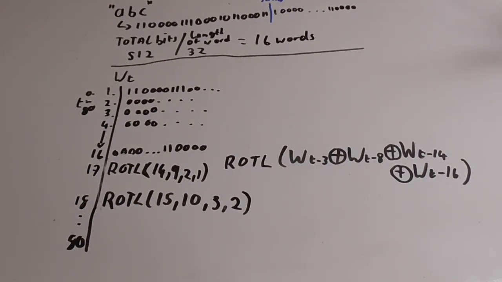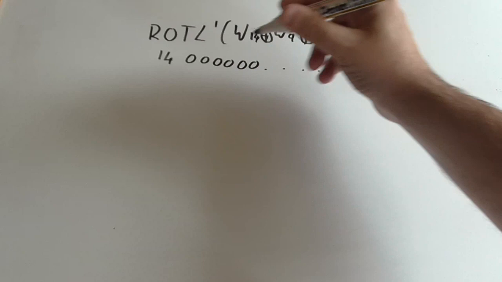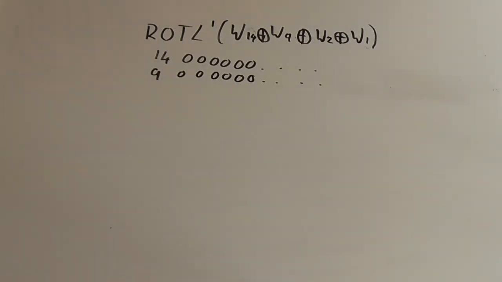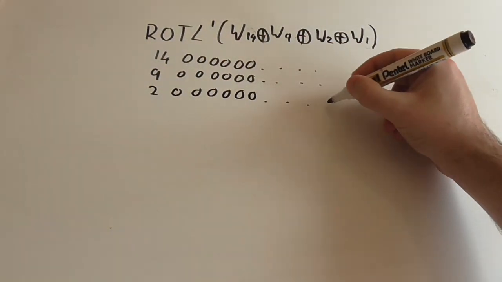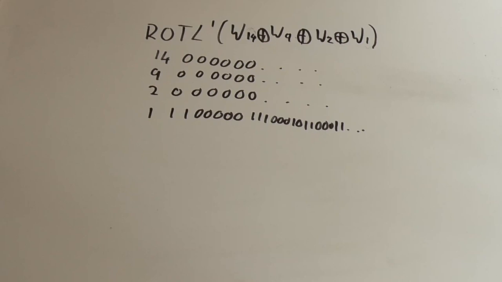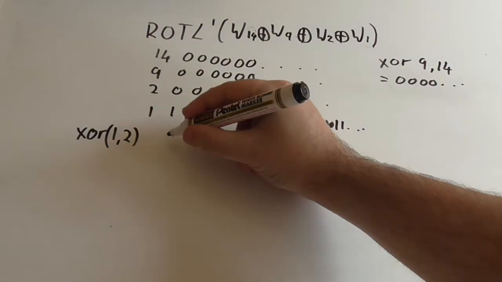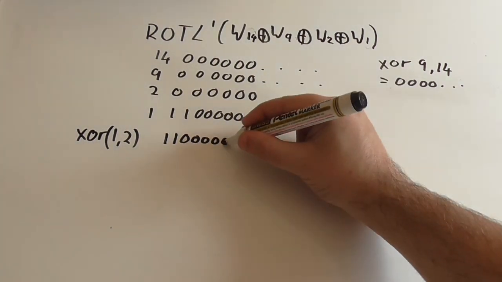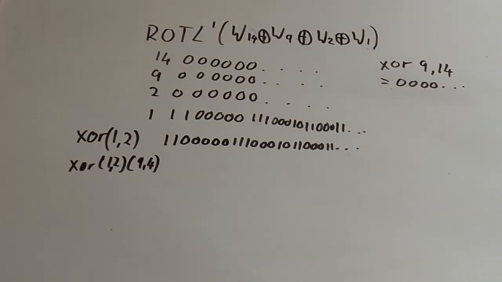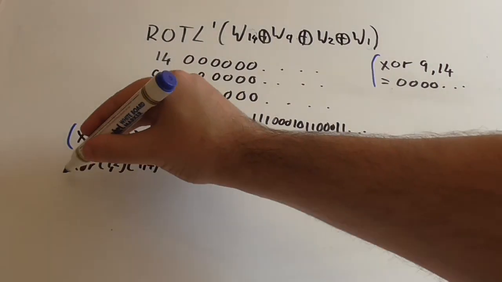Let's take our 17th word and see what it looks like to solve this. So we have 14, which is all zeros, 9, which is all zeros, 3, which is all zeros, and 1, which is our ABC with zeros at the end. We get the exclusive OR of 9 and 14, we get all zeros. We get the exclusive OR of 1 and 3, and we get this, 1, 1, 0, 0, and so on. And then we get the exclusive OR of the results of these, and we get the following.